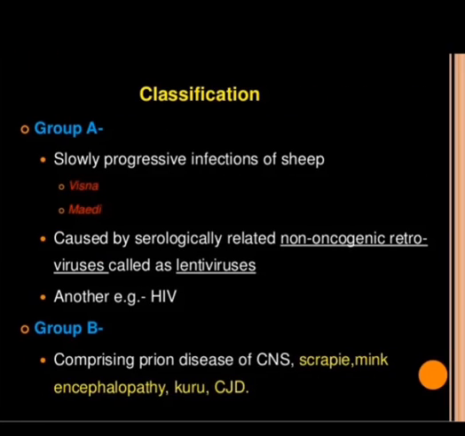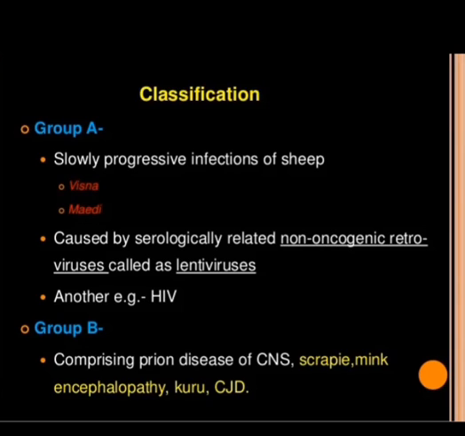Here we have the classification of slow virus disease. The first one is group A, which is slowly progressive infections of sheep. The subcategories are Visna and Maedi. They are caused by serologically related non-oncogenic retroviruses called lentiviruses. Another example is HIV.